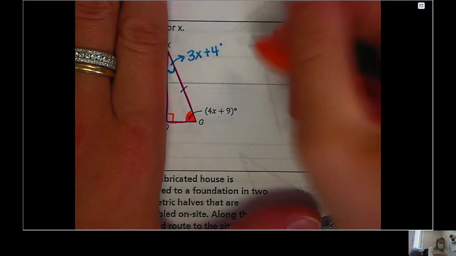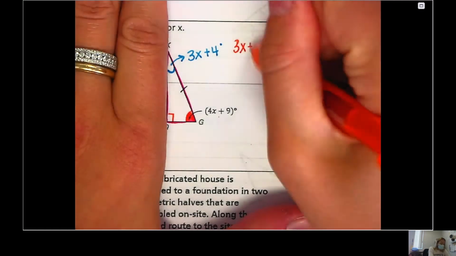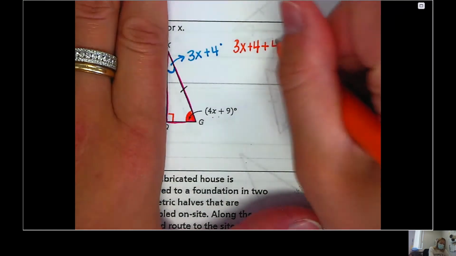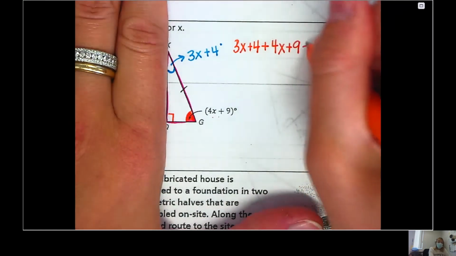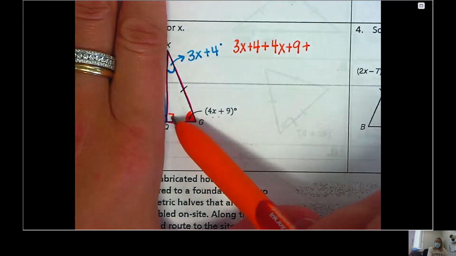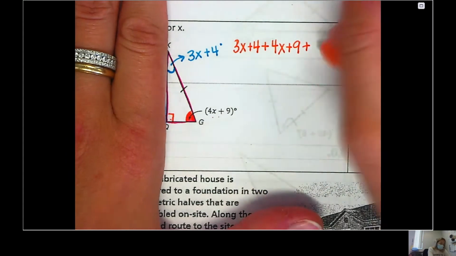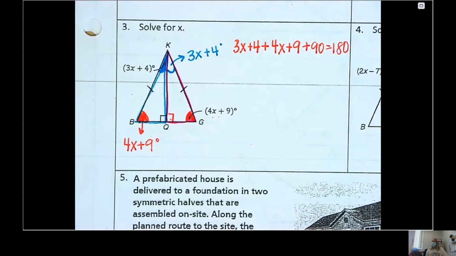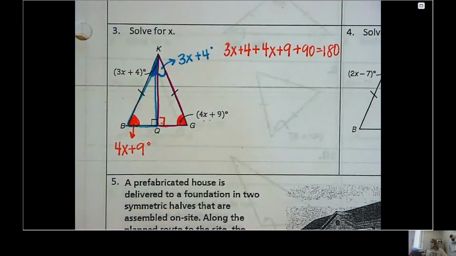So I'm going to take 3x plus 4 plus 4x plus 9 plus, don't forget, your 90. And then I'm going to set that equal to 180. And then it becomes an algebra problem. Do you think you can finish that problem?